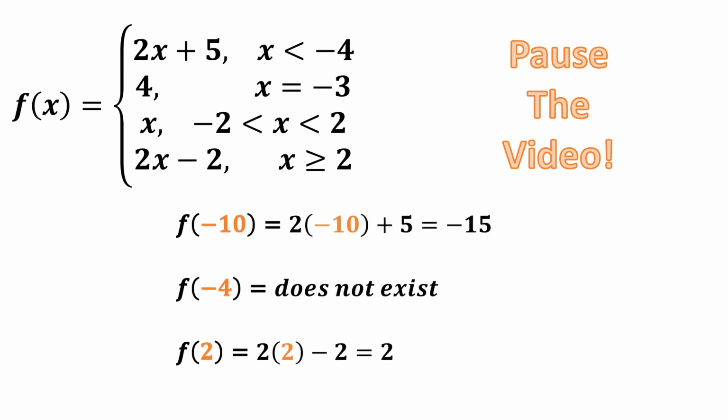In the first case, where x is negative 10, we see that negative 10 satisfies the condition x is less than negative 4. In other words, negative 10 is less than negative 4. And so we're going to use 2x plus 5, plug in negative 10 for x, and we get negative 15. For the next problem, negative 4 does not fit anywhere. The first subdomain that's on there is x less than negative 4, but that does not include negative 4, and none of the other subdomains include negative 4 either. Therefore, f of negative 4 does not exist.